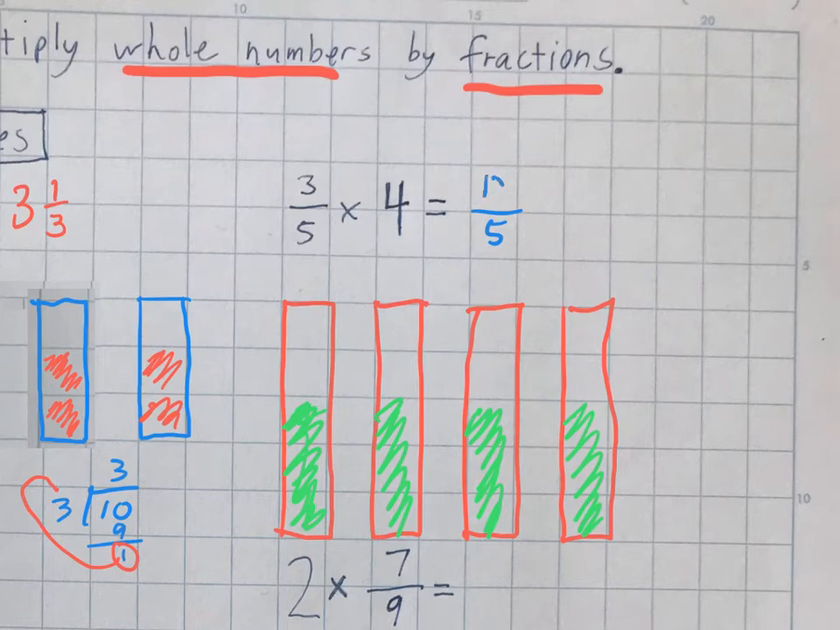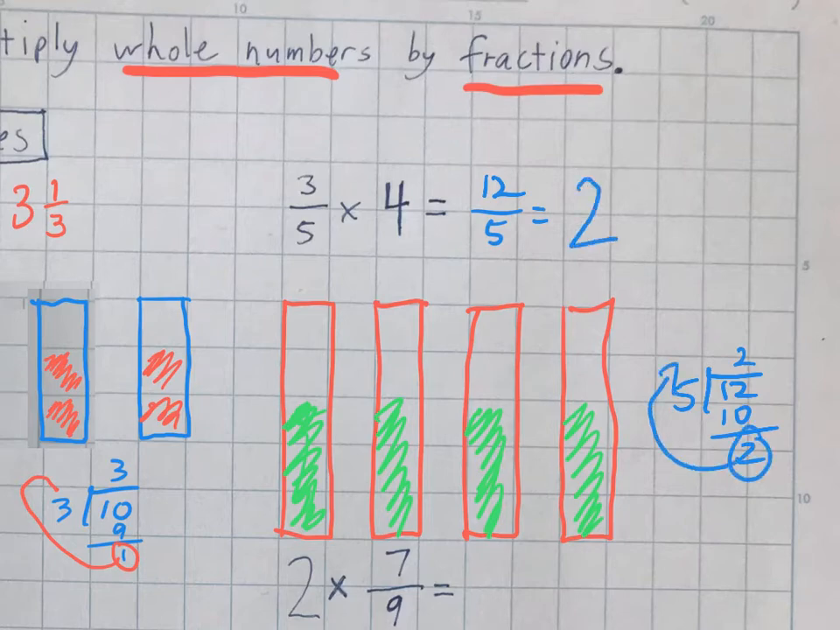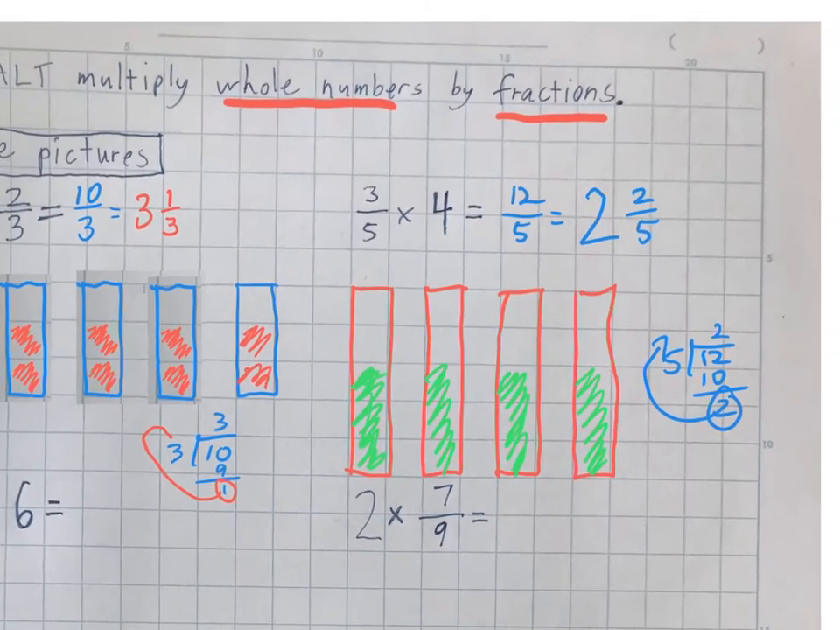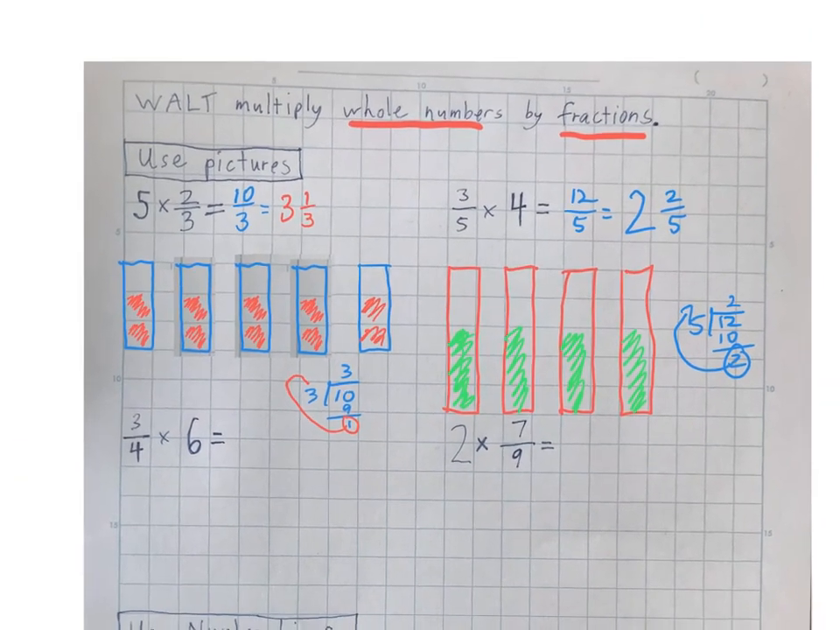So 12 fifths. And can I put that into a mixed number? Well, 12 divided by 5 is going to be 2 with a remainder of 2. And again, this becomes 2/5. So the answer is 2 2/5. And I think the next couple, maybe you can try on your own.